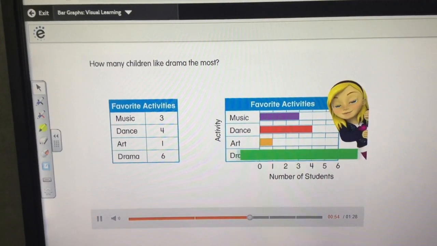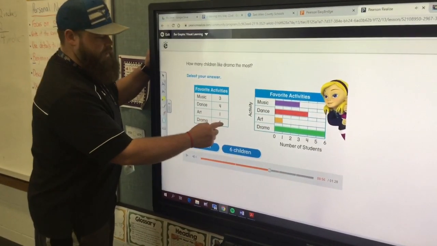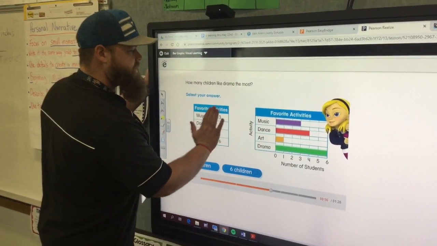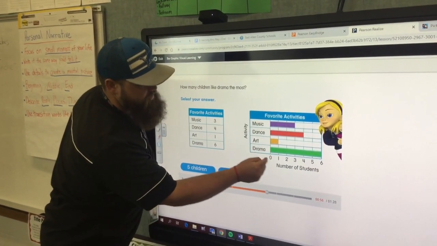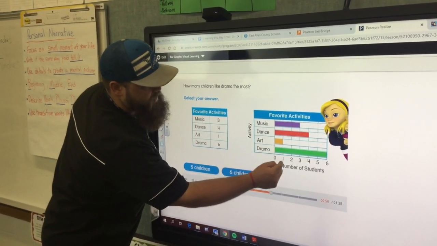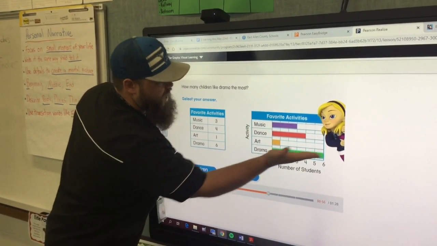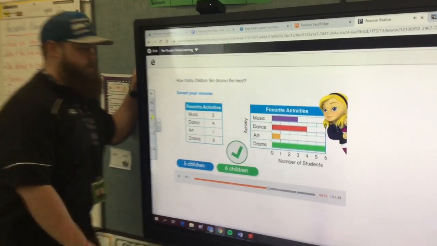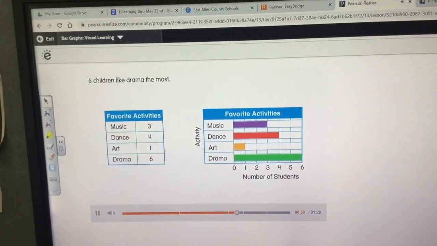How many children like drama the most? Select your answer. All right, so drama is 6 here, okay? They tell us that in the table, but we're going to pretend we're not using the table. We're going to use the graph. And if you look at the graph, it starts with 0, okay? It's kind of like a starting line and a finish line where the graph ends. When you get to here, that means 1, okay, 2, 3, 4, 5, 6. The bar for drama has been filled in all the way up, and it stops right here at 6. So it's 6 children. 6 children like drama the most.